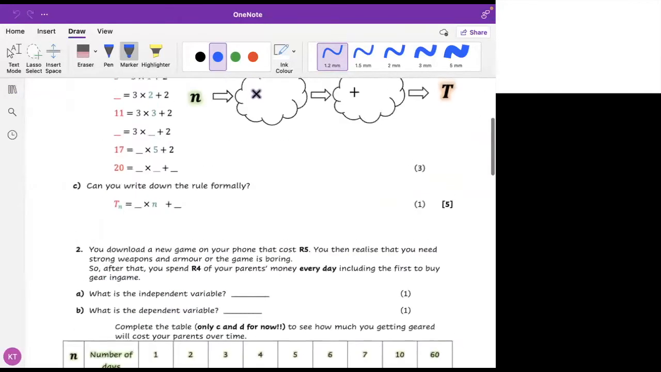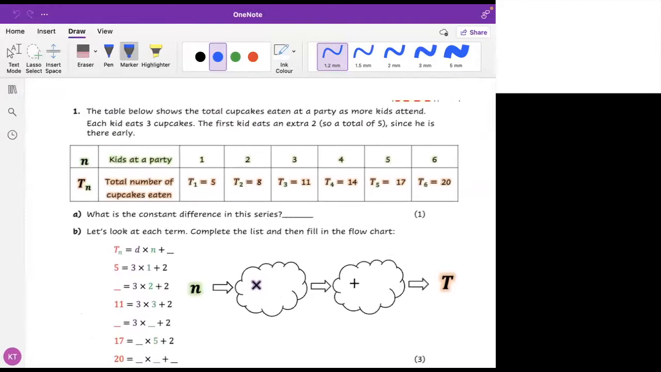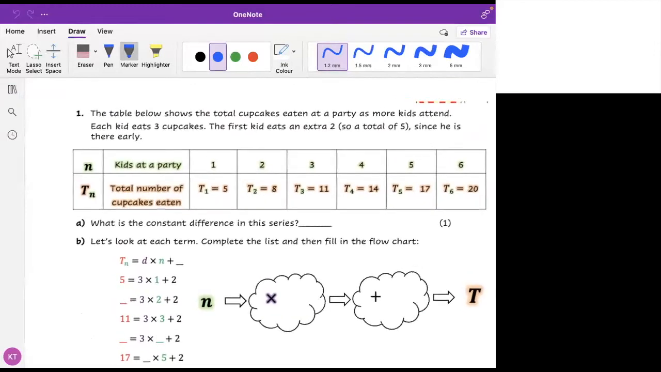Okay, so let's have a look at our new work today. The table below shows the total cupcakes eaten at a party as more kids attend. So we had a birthday party, there's a table of cupcakes, and we're looking at how many cupcakes get eaten as we add more people. Each kid eats 3 cupcakes. The first kid eats an extra 2, so they have a total of 5.